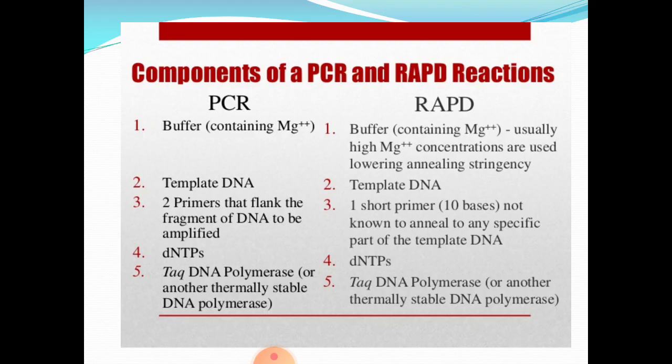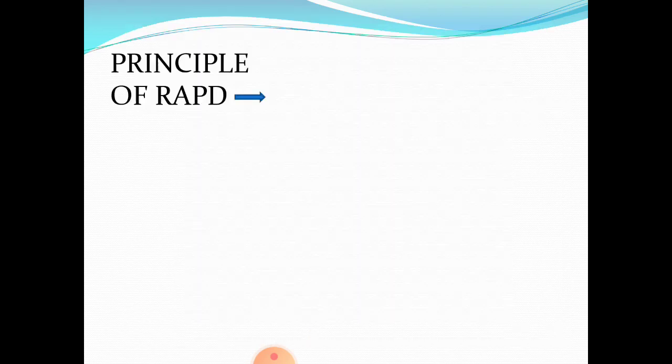Of course, in both you have to give dNTPs, that is ATP, GTP, CTP and TTP, for furtherance of amplification. Then in both cases you make use of Taq polymerase, that is a thermostable DNA polymerase, or any other thermally stable DNA polymerase. So if you are asked to compare and contrast a PCR reaction and an RAPD reaction, these are the points which you are going to highlight.